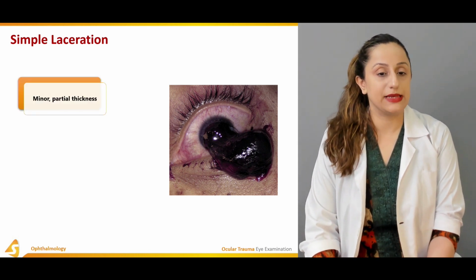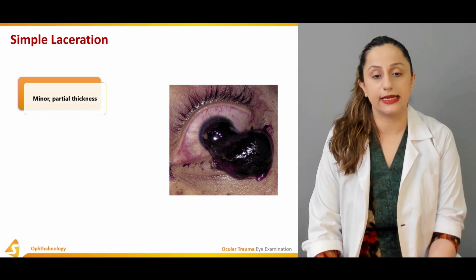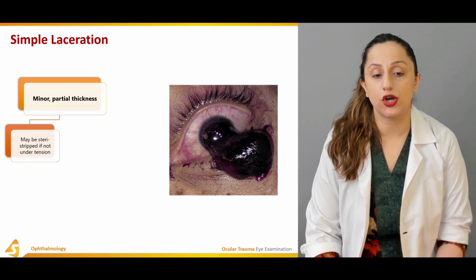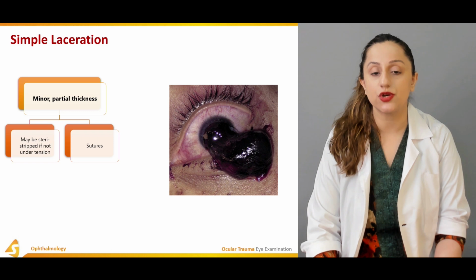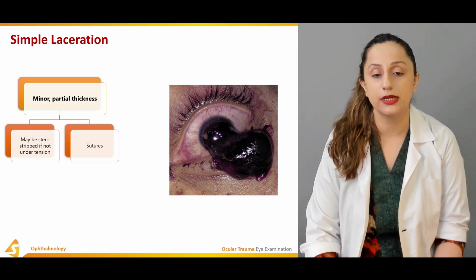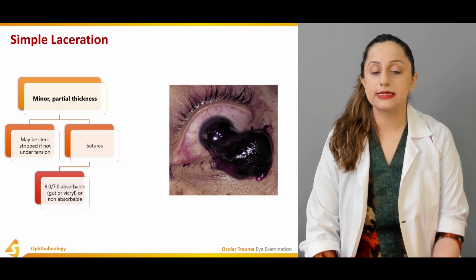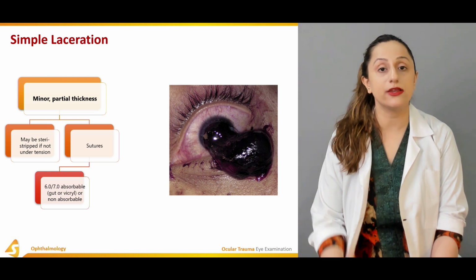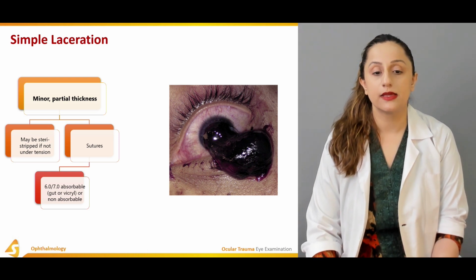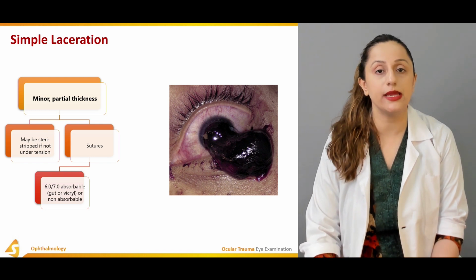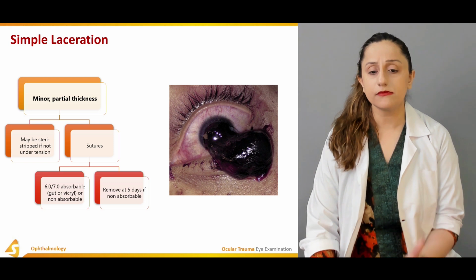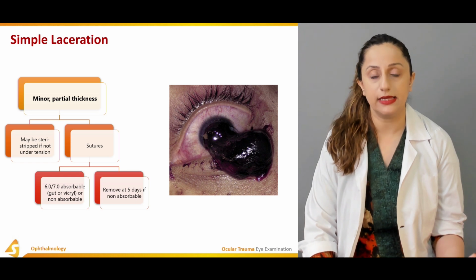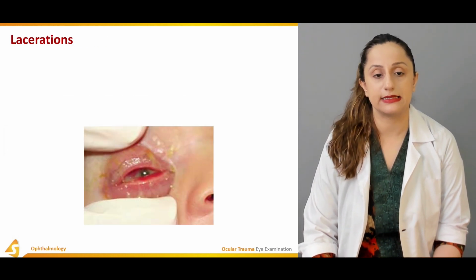Then if you are dealing with simple lacerations, it can be minor partial thickness lacerations. It can be steri-stripped if not under tension, or you can give sutures that are self-absorbing in nature in most of the cases. So 6.0 and 7.0 absorbable sutures. These are the kind of self-absorbing sutures that are used over here. They are gut or vicryl sutures, otherwise usually non-absorbable in nature. Remove at 5 days if non-absorbable. So if you're using the non-absorbable kind, they have to be removed at almost a 5 day interval.